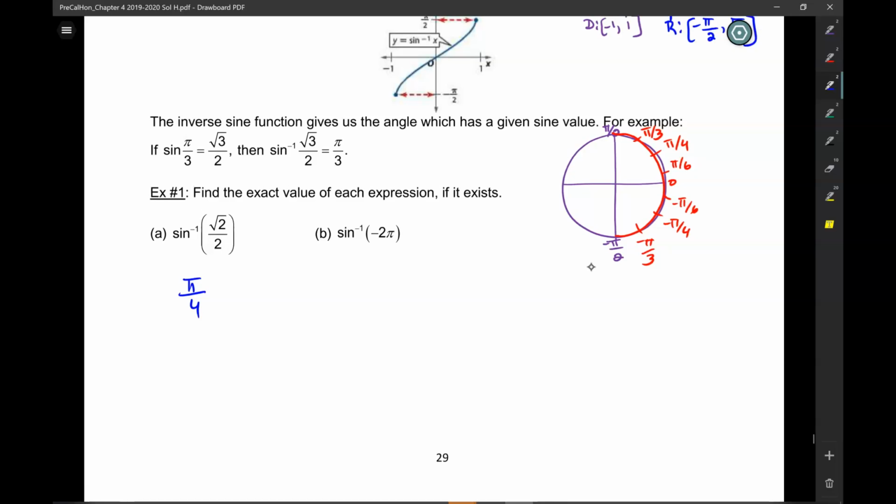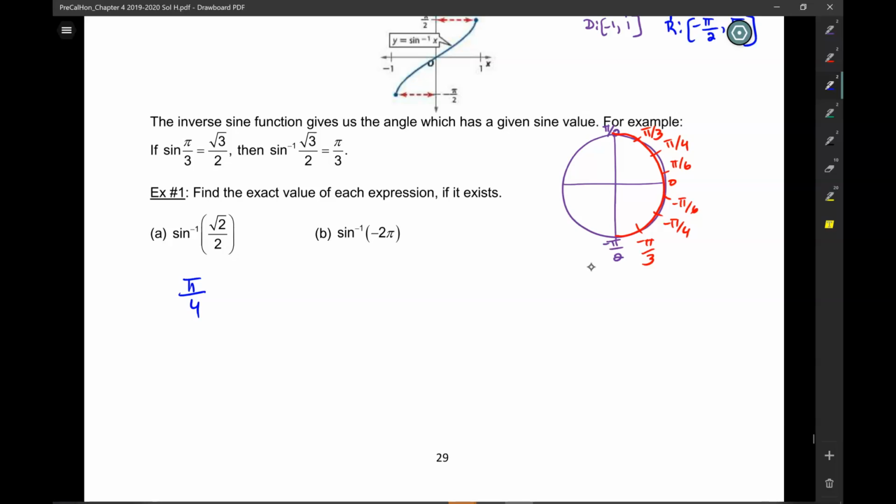Now, it's like working backwards, but you're just restricted within those 2 quadrants. This next one, I'm going to tell you, first off, it's a trick question. Think about it. If it was negative, would it be negative? Yes, it would. Awesome. Sine of negative 2 pi. What is it?